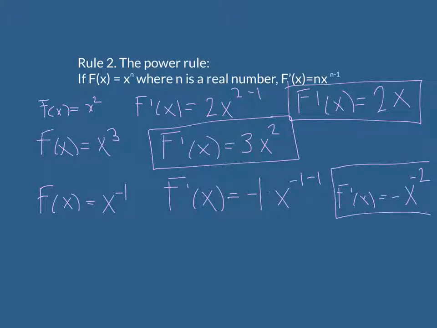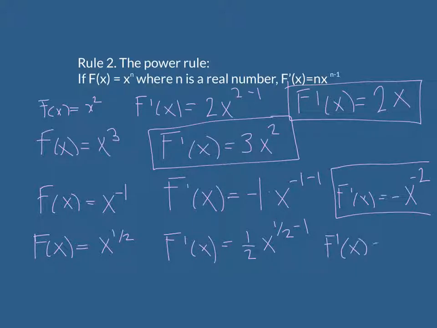It's always minus 1 from the power, no matter what kind of number we have. Let's look at one more. If we have f of x equals x to the 1/2 power, the derivative would be: multiply that 1/2 in front, x, and then 1/2 minus 1, which gives the derivative 1/2 x to the negative 1/2, because 1/2 minus 1 is negative 1/2.